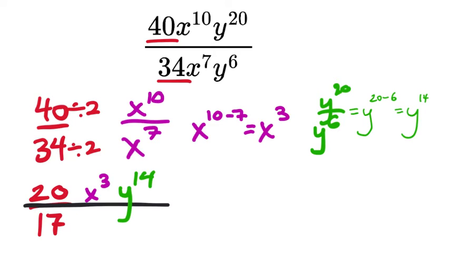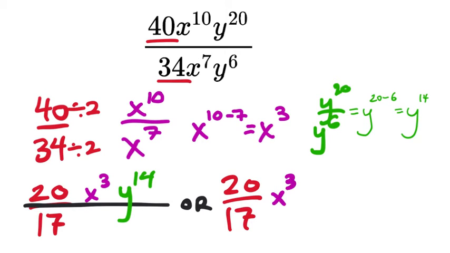Like I said, there's a different way to write this, and I think Canvas will take that answer right there, but you could have just written the fraction 20/17 like this, and then your x to the power of 3 and y to the power of 14 like this. These two mean exactly the same thing. They're just shown in different ways.